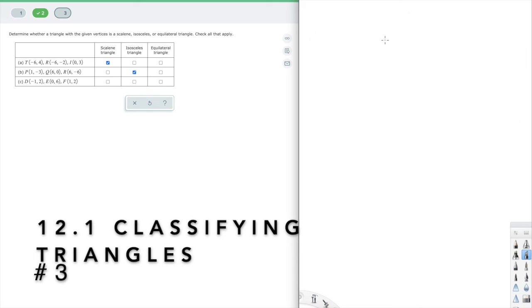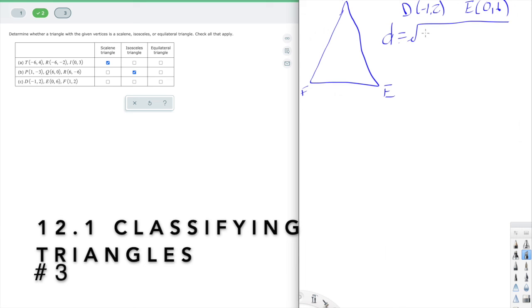So now we have D, E, F. D is negative 1, 2. E is 6, 0... sorry, E is 0, 6. So D equals 0 minus negative 1, sorry, I don't know why I said 12. It looks like a 12 there. Losing my crazy mind, that's why. 6 minus 2 squared. So I get 0 minus negative, that's plus 1. 1 squared is 1, plus 6 minus 2, that's 4, squared is 16. So I get the square root of 17.